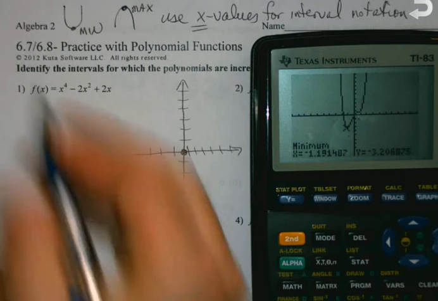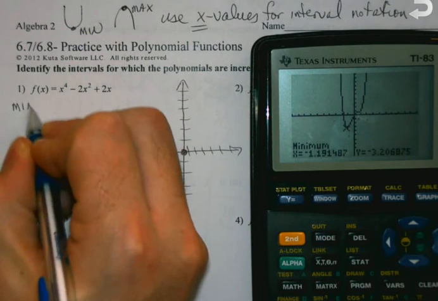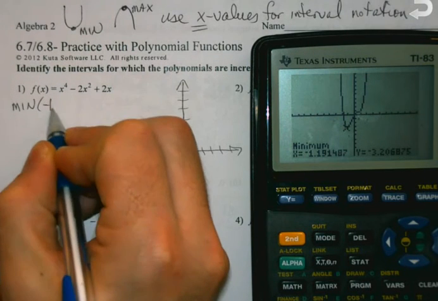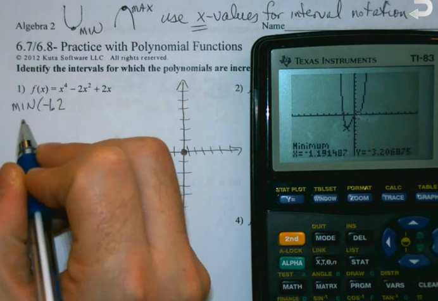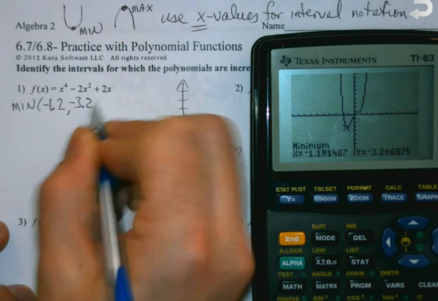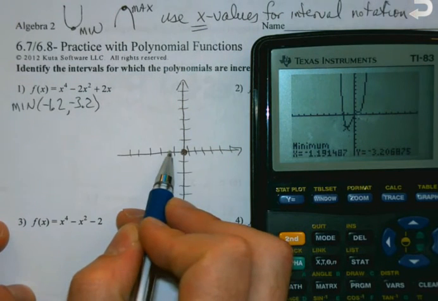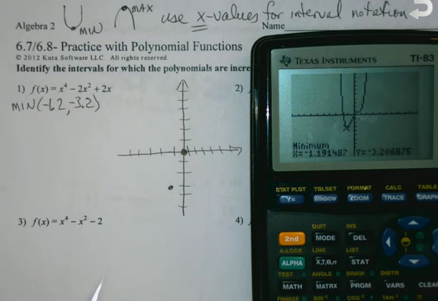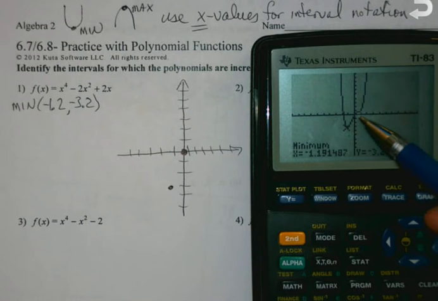And it tells me that the minimum is at, if we even go to a tenth, that's okay, negative 1.2, negative 3.2. So I'm going to plot approximately where that would be. Then I'm starting to wonder, I really can't see what's going on right in here. It's kind of all squished up. So how can I do that?